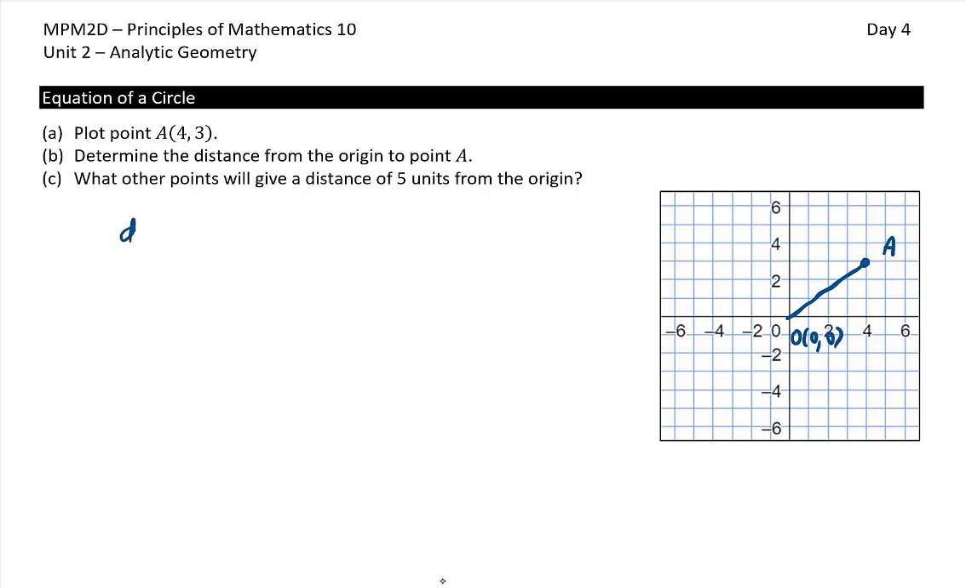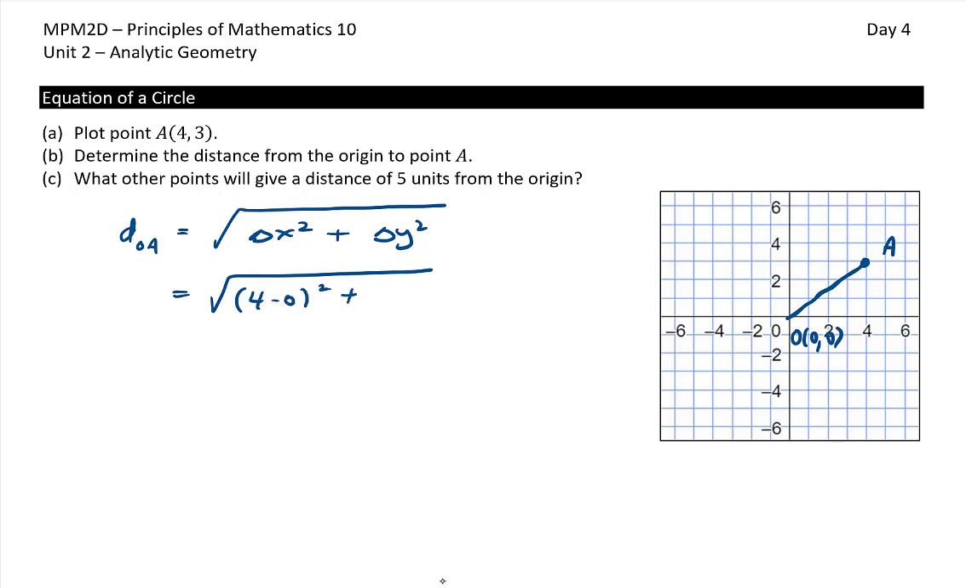So if I want the distance from O to A, I'm going to take the square root of delta x squared plus delta y squared. And when I do that, the delta x is 4 minus 0 squared, plus the delta y is 3 minus 0 squared. So next we end up with 4 squared plus 3 squared. Adding those squares together gives us 25, and the square root of 25 is 5. So that is the distance from O, the origin, to point A, 4 and 3.